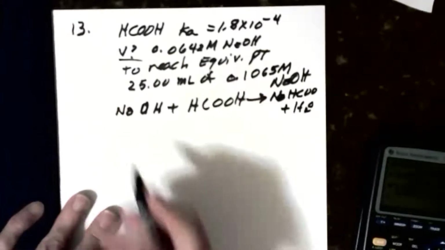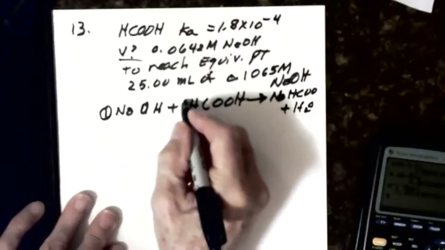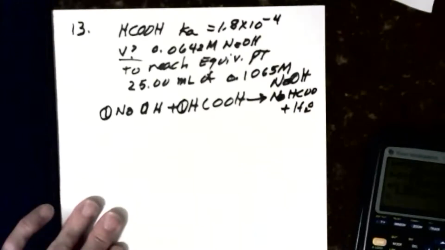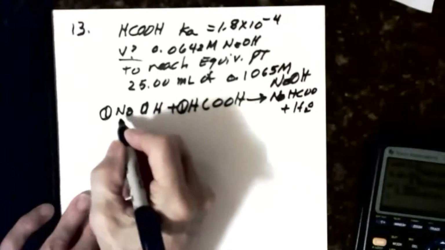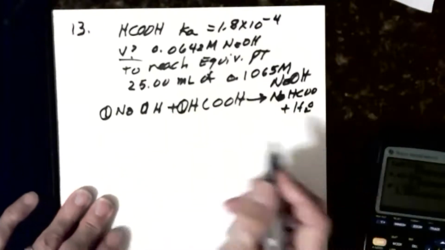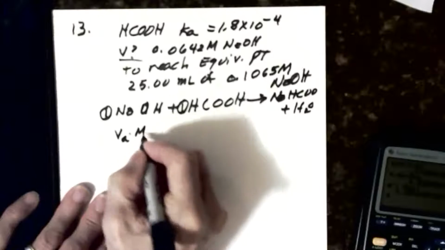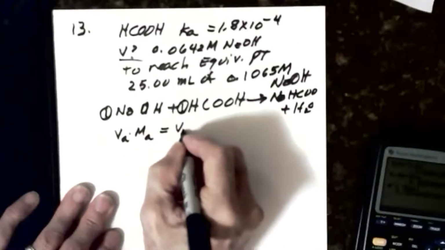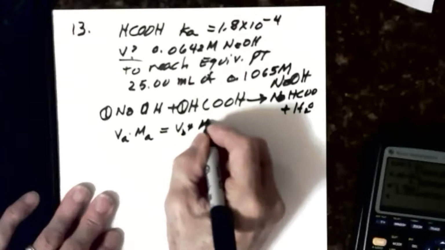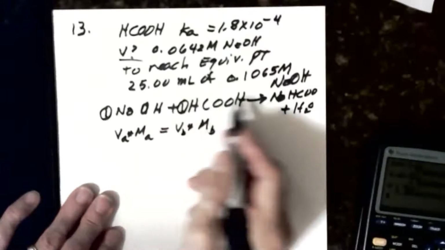Now, but the problem wanted to know what is the volume to reach the equivalence point. So if I'm looking at this reaction, it'll take 1 mole of the hydroxide to react with 1 mole of the acid. That's the stoichiometry of it. So the volume of the base times the molarity of the base will have to equal the volume of the acid times the molarity of the acid when we get to the equivalence point. Now, the acid, we had 25 milliliters, no, I'm sorry.